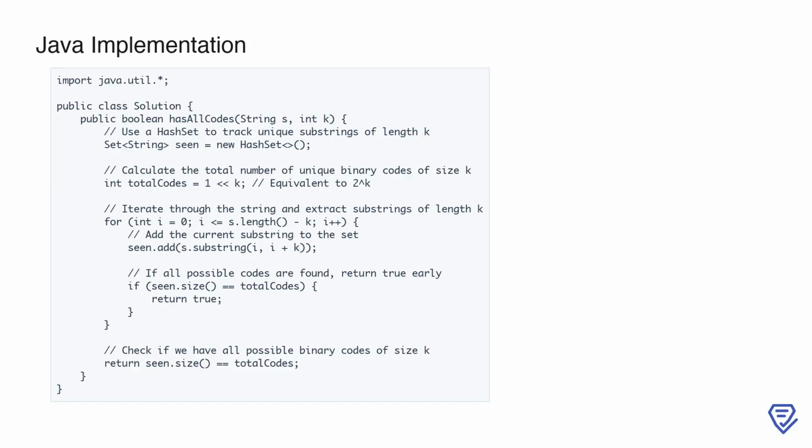This is the Java implementation of the LeetCode problem number 1461, which checks if a string contains all binary codes of a given size. The logic mirrors the Python solution, using a hash set to store unique substrings of the required length and ensuring that the total number of unique binary codes matches 2 to the power of k. Key Java-specific differences include type declarations, the use of Java's hash set, and the substring method for string manipulation.